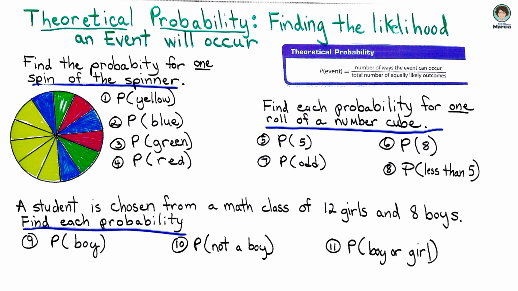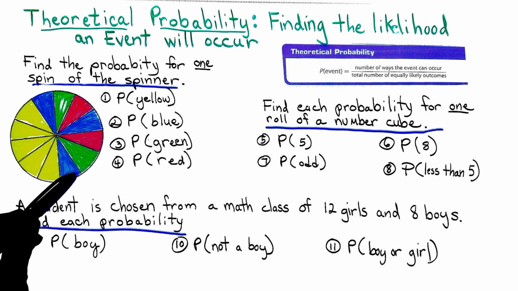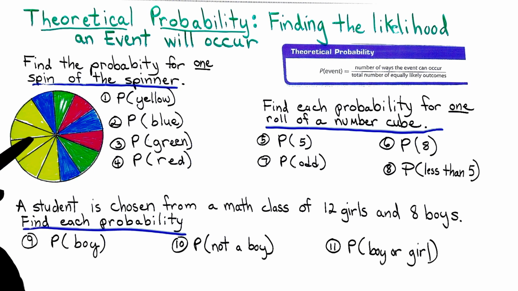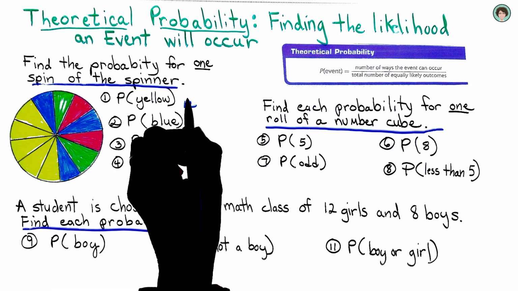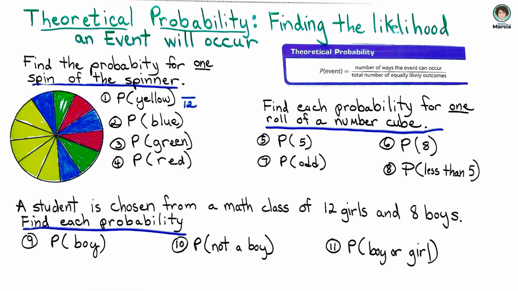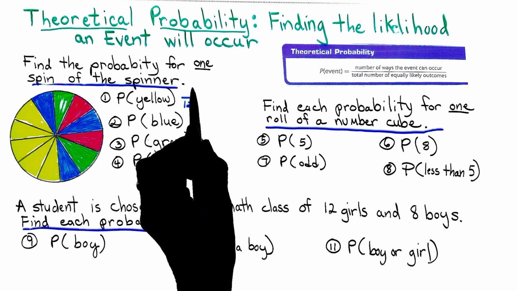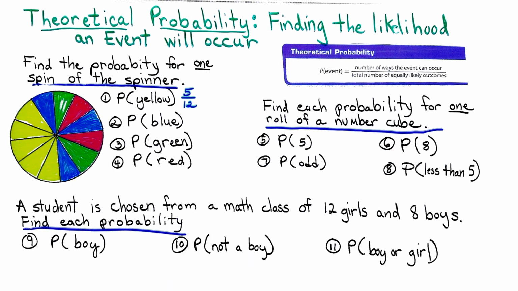Let's look at the first example that we have. We're going to find the probability for one spin of this spinner, and all of our answers should be in simplest form when we're done. Looking at the spinner, I need to know how many different spaces there are. If you count them, there are a total of 12 different spaces. So that will always be our denominator, because that's how many possibilities you have on that spinner. But now for yellow, we have 1, 2, 3, 4, 5. So the likelihood of spinning a yellow, you have a 5 out of 12 chance.